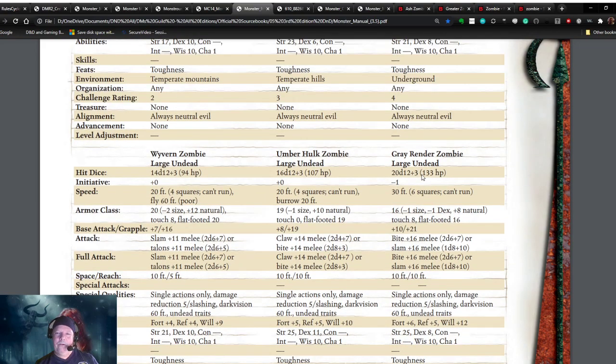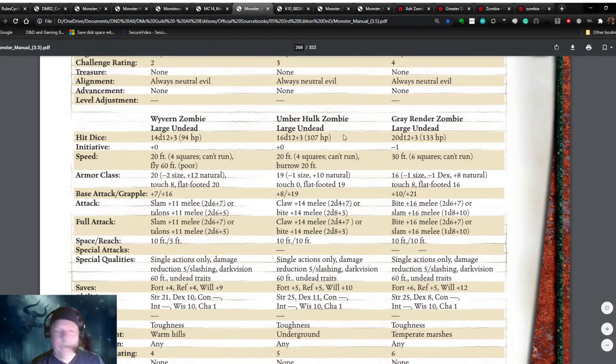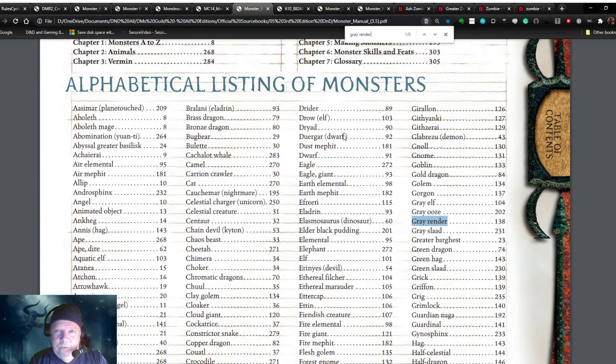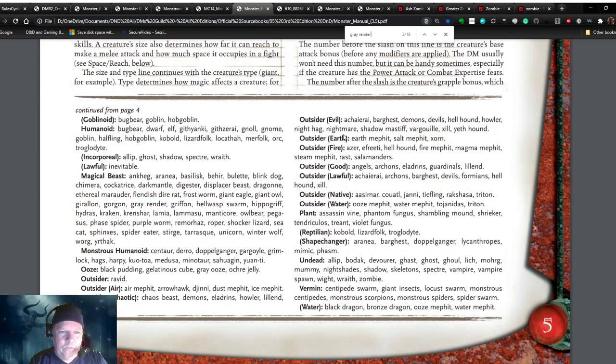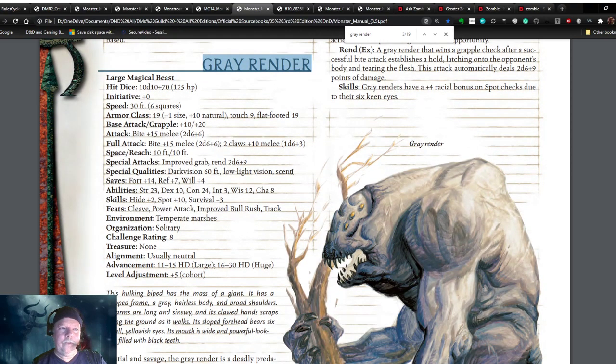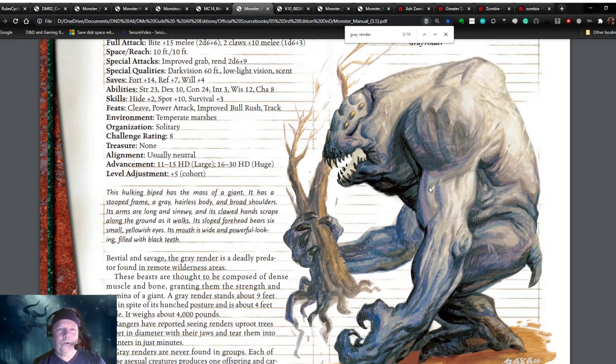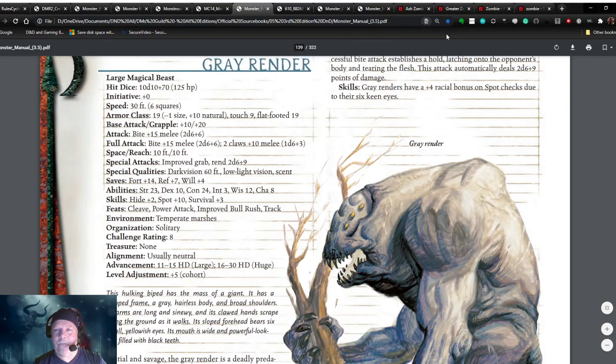Gray render zombies. Okay. Well, to understand that, you would have to know what a gray render is. And a gray render is, I believe, a huge type of undead. So we're just going to look up the gray render. Oh, it's a magical beast. Okay. So, yeah, massive giant, stooped frame, gray hairless body, and broad shoulders, arms are long and sinewy. Okay, so, yeah, it's a zombie, one of those. It's the corpse of one of those raised as a zombie.